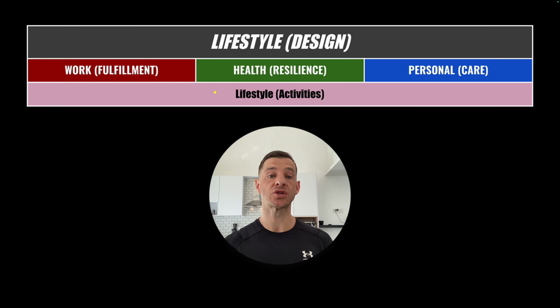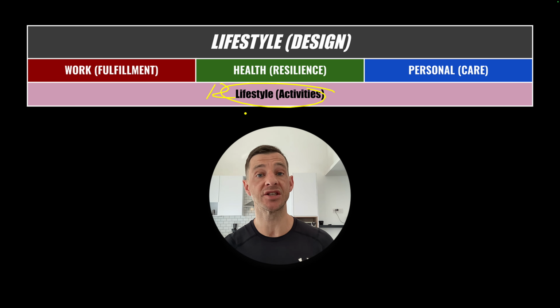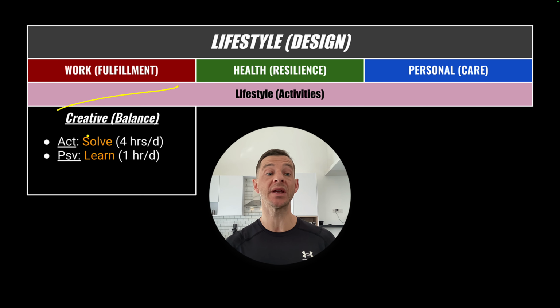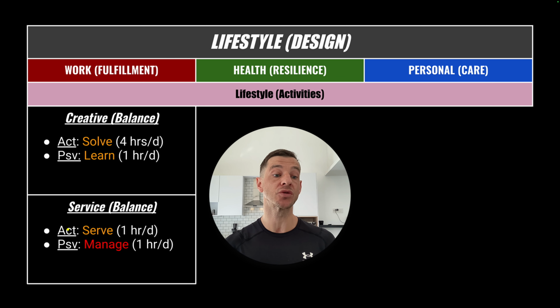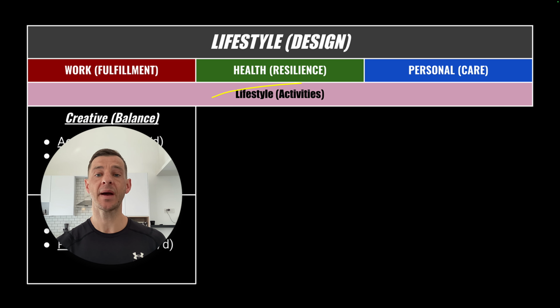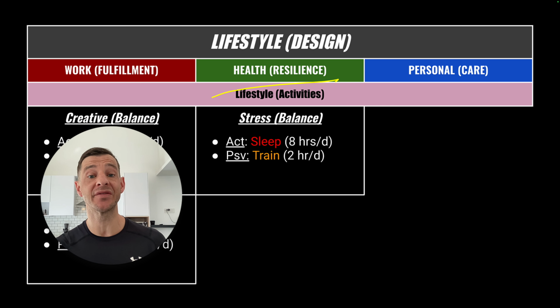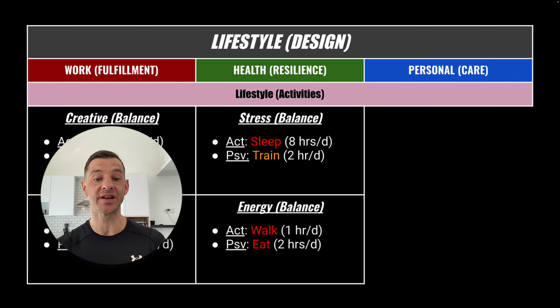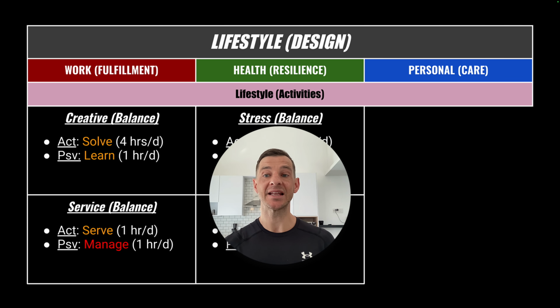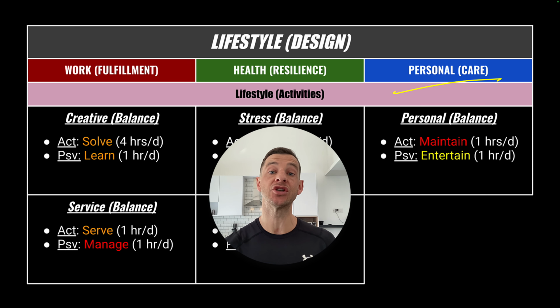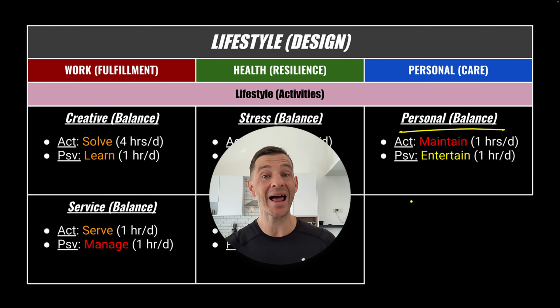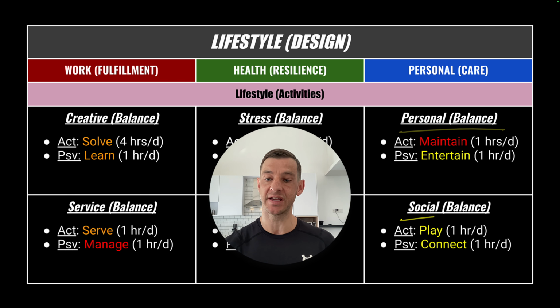As a quick review, we saw that there are 12 universal activities of life: 4 in the work domain, 4 in the health domain, 4 in the personal care domain. Recall that in the work domain, we had 2 individual creative-based work activities balanced with 2 social service-based work activities. In the health domain, we have 2 individual activities of stress balance balanced with 2 social activities of energy balance. Finally, in the personal care domain, we have 2 individual activities of personal care balanced with 2 social activities of personal care.